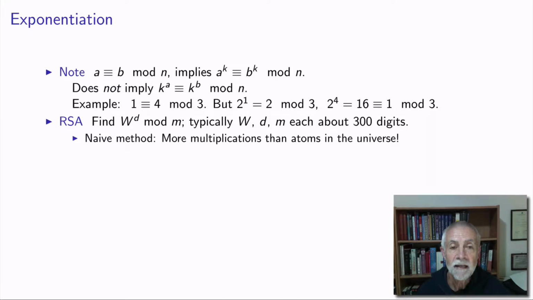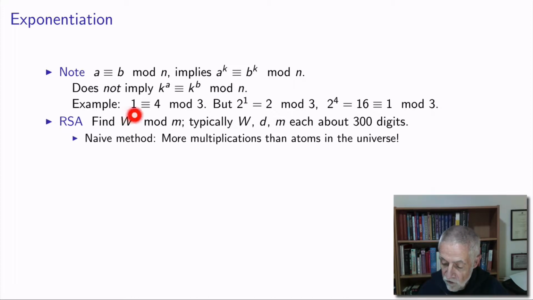But on the other hand, if we take a number k and raise it to two powers, a and b, then it's not the case that a is congruent to b mod n implies that k to the a is congruent to k to the b mod n. So in other words, if the bases are congruent and we're looking at a fixed power, then we do have that a to the k is congruent to b to the k. On the other hand, if the bases are the same and the powers are congruent, then as happens in this situation here, it does not follow that k to the a is congruent to k to the b mod n. And the counterexamples are rather simple.